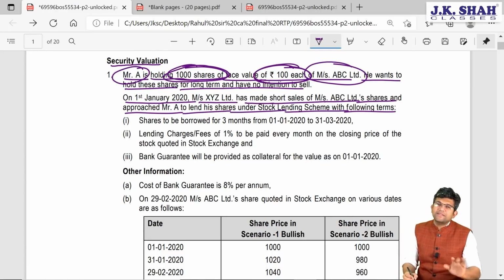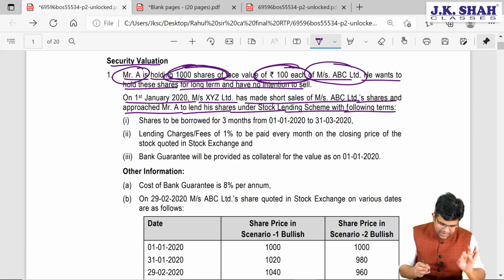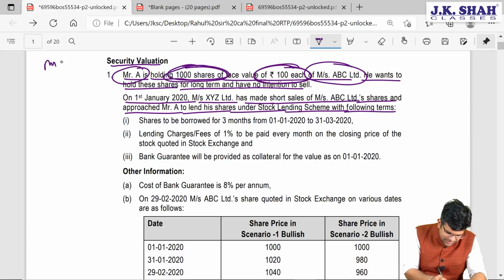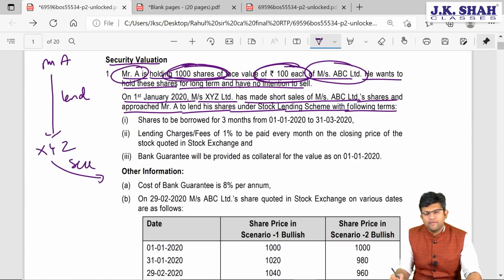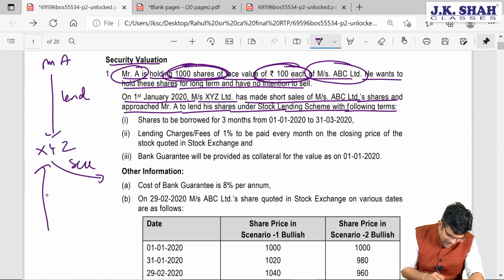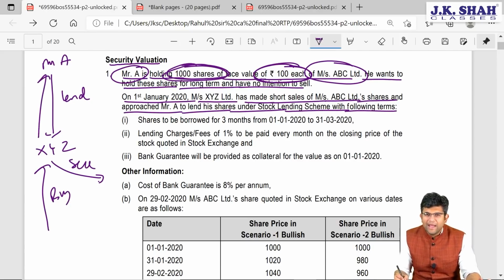Children, what is XYZ doing? They are saying to Mr. A that you lend your shares, we will sell it off, and in a few months we will buy it back and give it back to you. That is the whole arrangement.